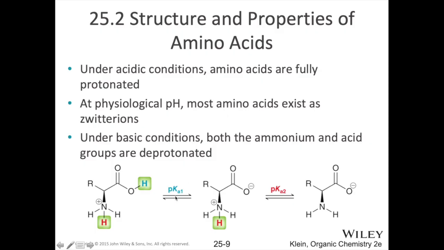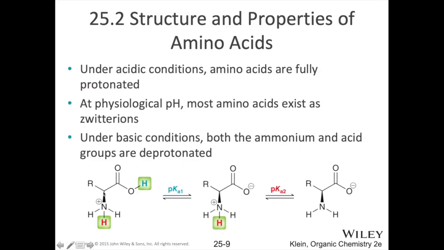So what that means then is that while your carboxylic acid group is neutral, it's got its proton attached to that carboxylic acid group, your amine group actually picks up an extra proton and becomes an ammonium ion. So notice that overall we wind up having a positive charge.